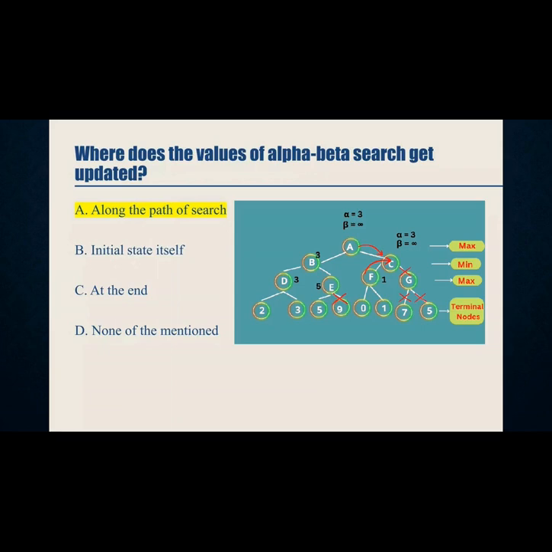Where does the value of alpha beta search get updated? Is it along the path of search? Is it the initial state itself? Is it at the end? Or is it none of the above? The correct answer is along the path of search. So in the diagram we can see that the value of alpha beta search gets updated along the path of search. Next question.